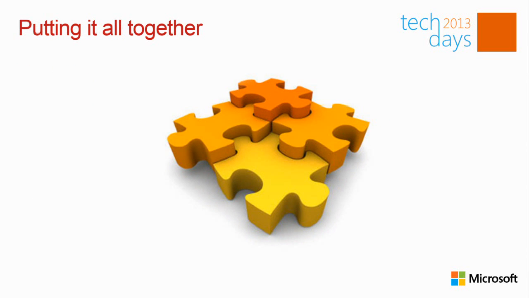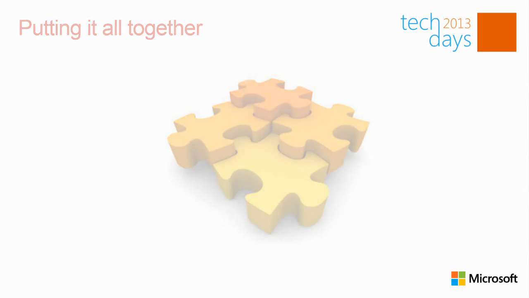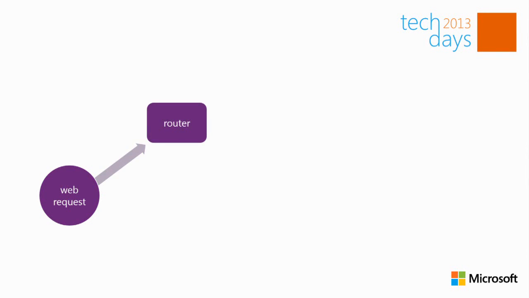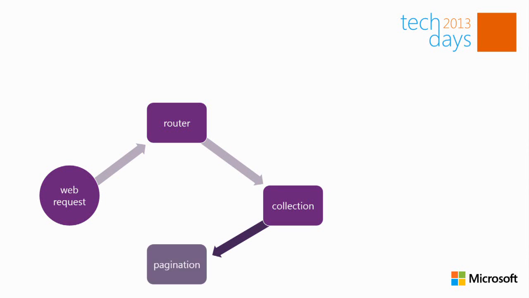Okay, so let's try and bring everything together. A web request comes in, kicks everything off, and we do three things. We create our router. We create a collection. The collections that we create extend our pagination plugin, so we get pagination for free. It extends the local store, so we get local store for free. So now we have a collection that paginates and is ready for local store straight out of the box.